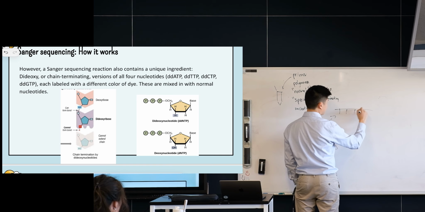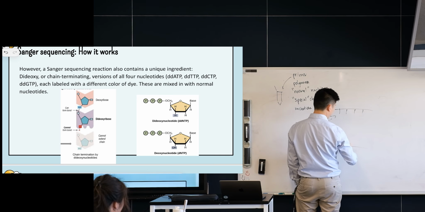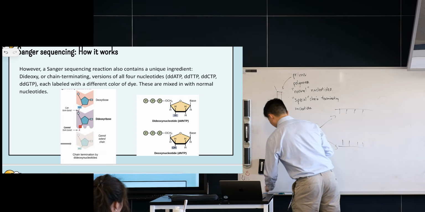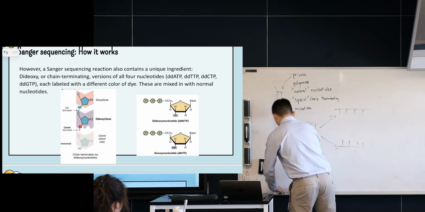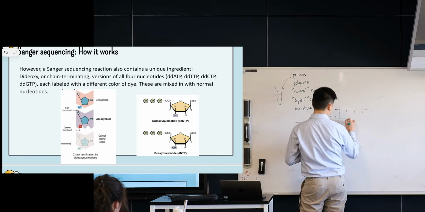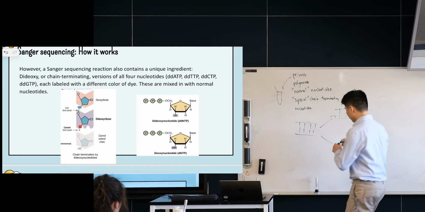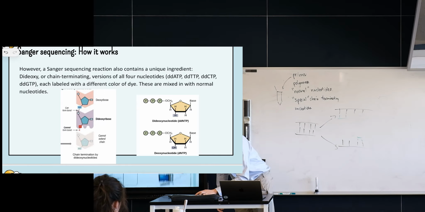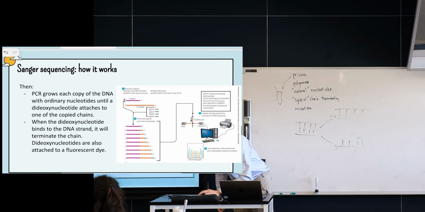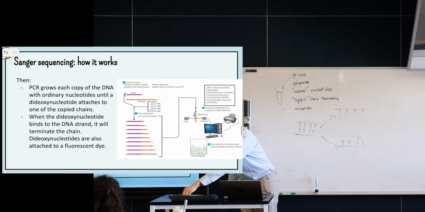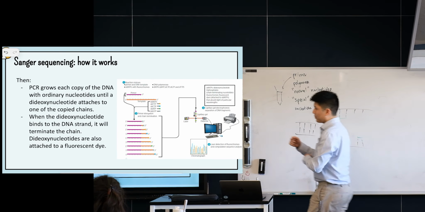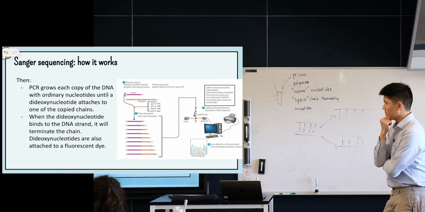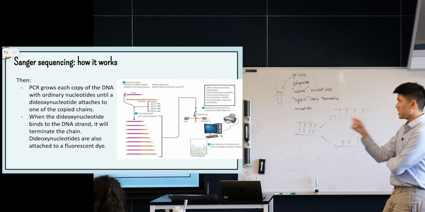I've gotten this, right? My primer has started. I'll denote that in green, right? Okay, cool. So the difference here is, when my dideoxynucleotide binds to the DNA strand, it will terminate the chain, right? And they're also attached to a fluorescent dye. So I'll explain what that means, right?